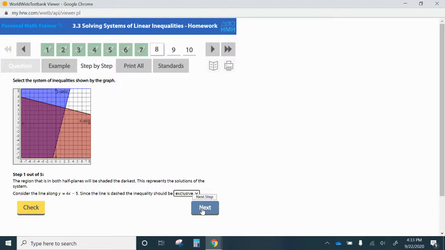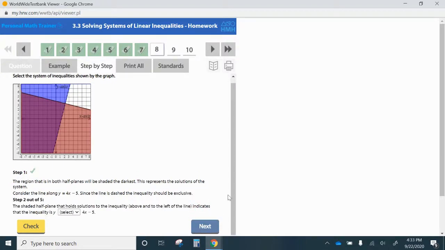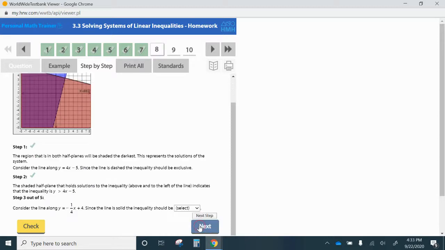Okay. The shaded half plane that holds the solution to the inequality, above and to the left of the line, indicates that the inequality is, so let's see, minus 5. That means this line right here, and this goes up 4, to the left, right 1. So this is that line right there. And since it's shaded above, it's y is greater than.